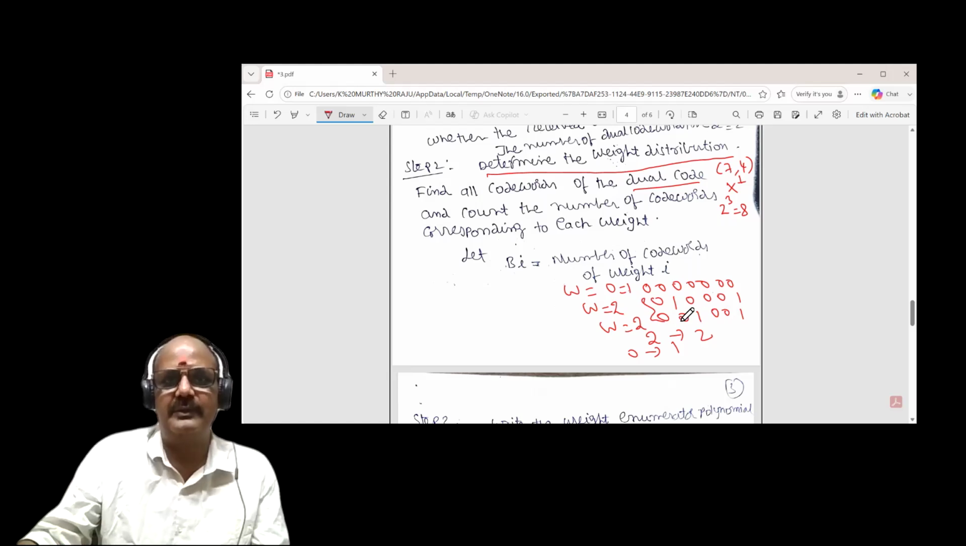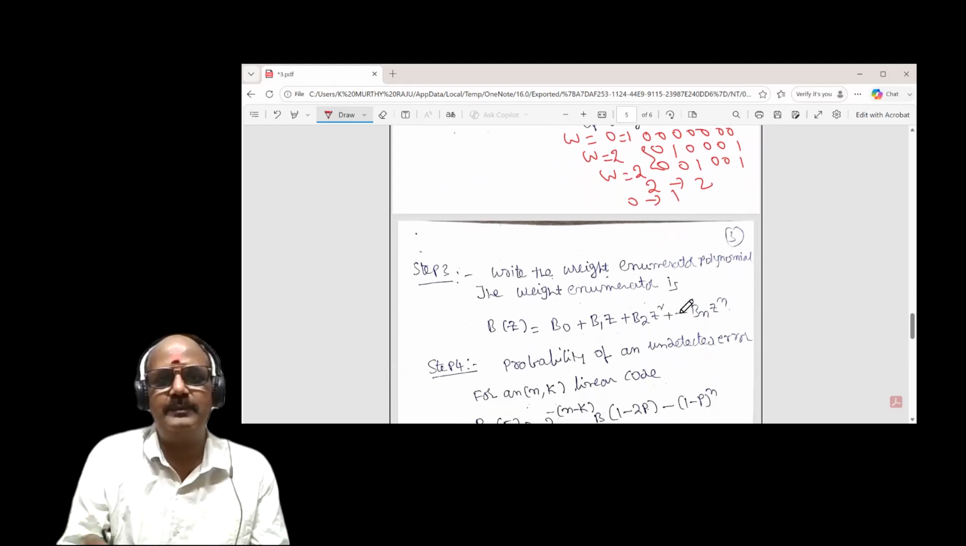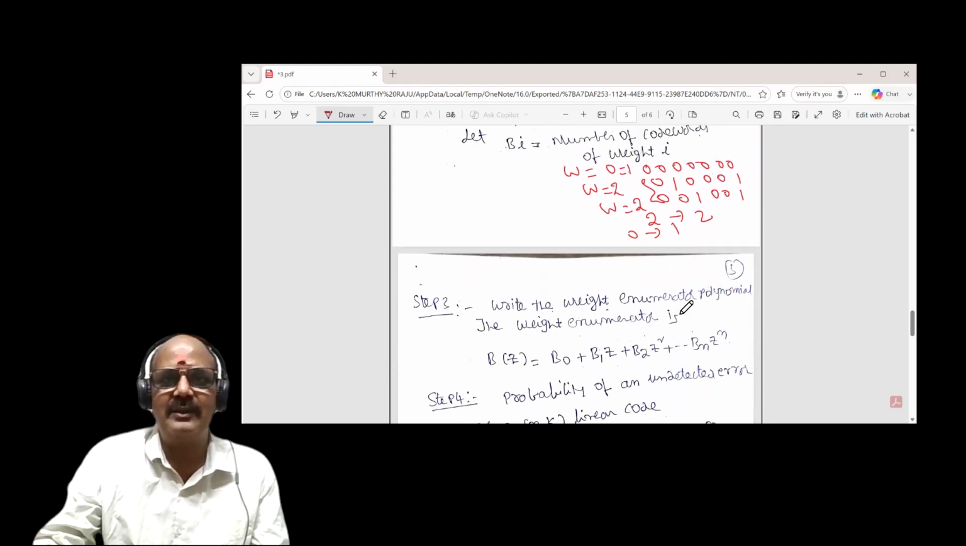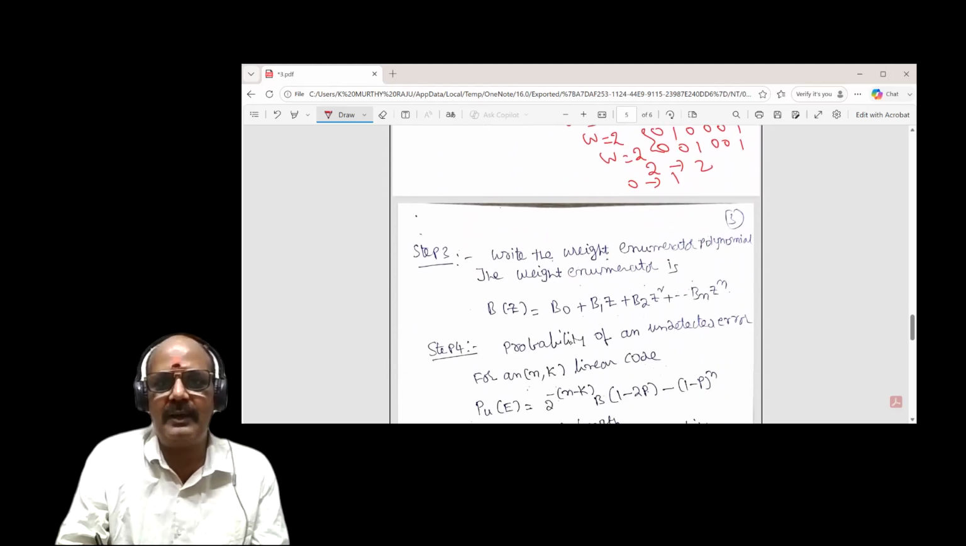And so on and so forth. Step 3: Write the weight enumerator polynomial. The weight enumerator polynomial is B0 plus B1z plus B2z squared plus so on and so forth, Bn z to the power n, where i is equal to 0, 1, 2, 3 up to n.